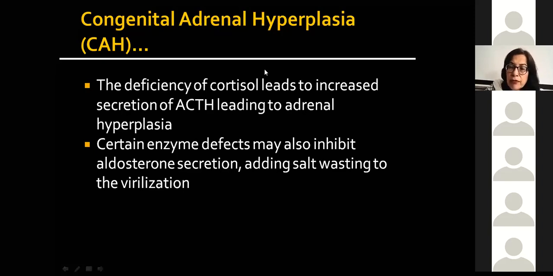Certain enzyme defects may also inhibit aldosterone secretion, adding salt wasting to the virilization. Now, it depends on which enzyme is deficient. So sometimes there can be decreased cortisol, which will lead to increased ACTH. Sometimes there can be decreased aldosterone, which can lead to salt wasting. Aldosterone causes salt reabsorption. So if aldosterone is not there, salt is wasted. Salt is wasted when there is hyponatremia.